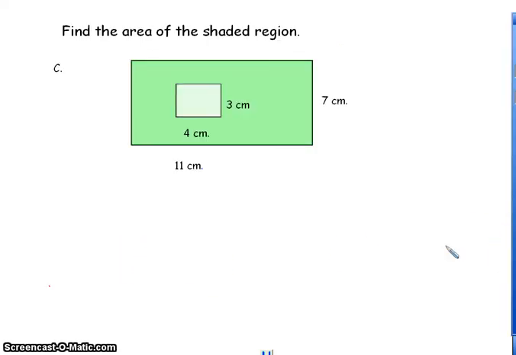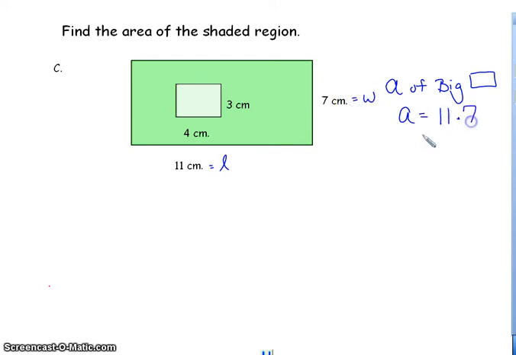Now this last one's just a little bit more complicated. It says find the area of the shaded region. Now this right here would be considered my shaded region. Okay, so I'm going to go ahead and find the area of the big rectangle first. So area of big rectangle would be found by taking my length, which is 11, times my width, which is 7. 11 times 7, the area equals 77 centimeters squared.